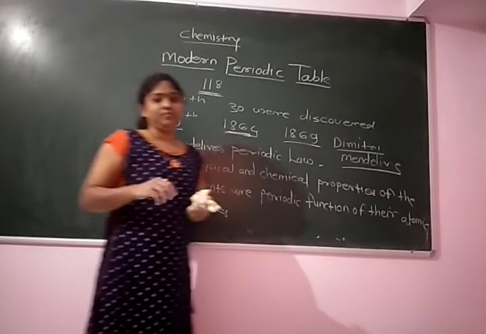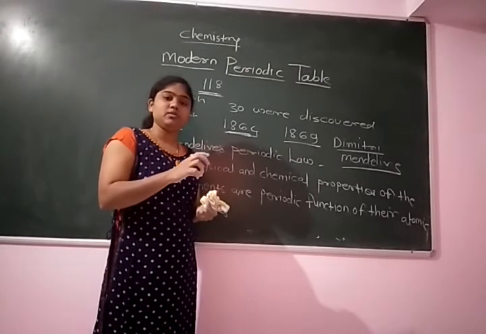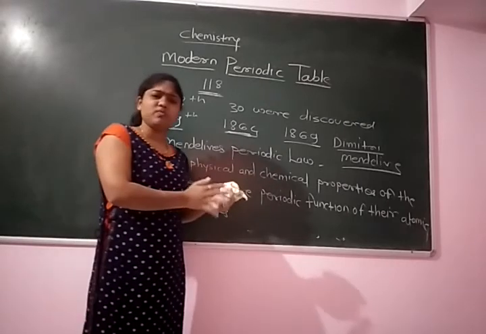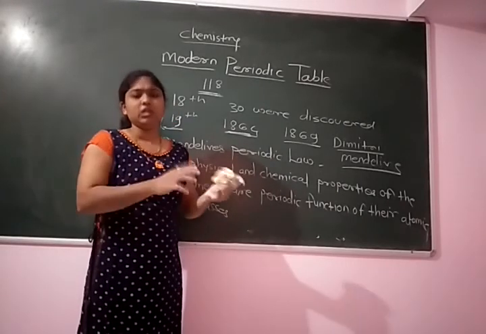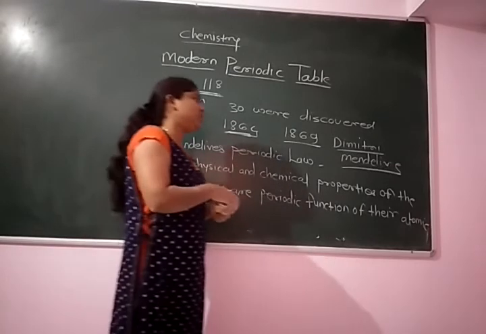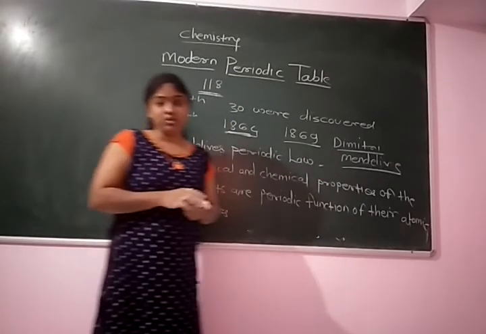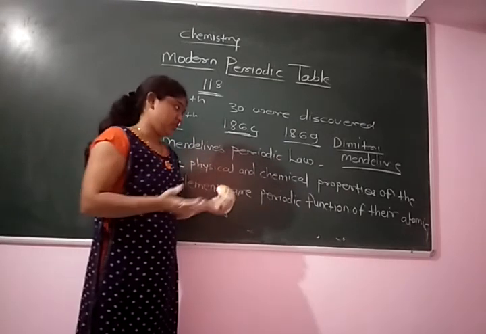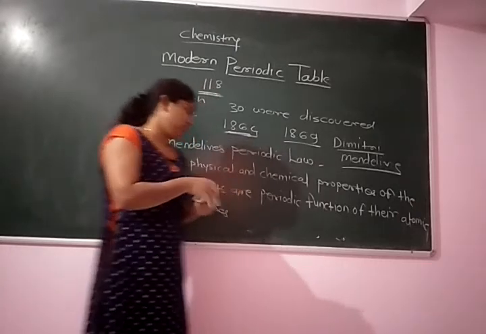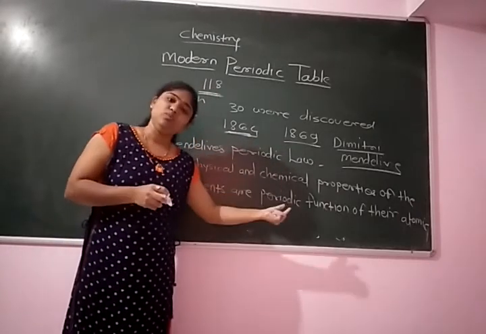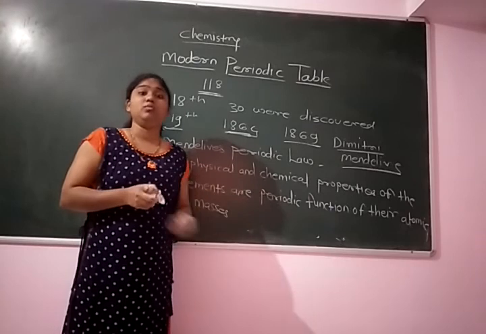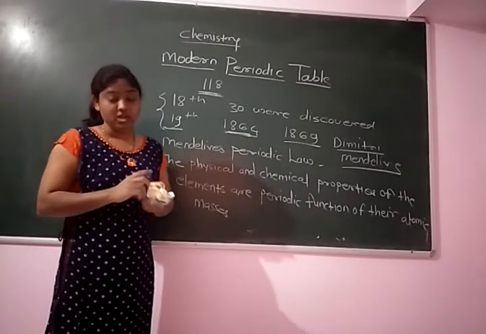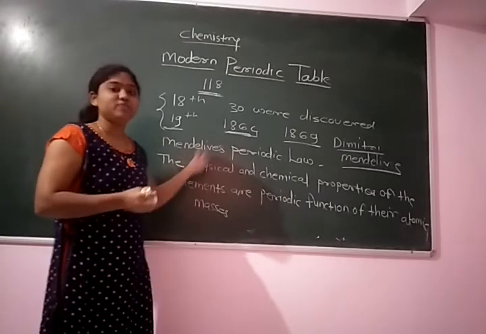Dmitry Mendeleev arranged the elements in the increasing order of their atomic masses on the basis of physical and chemical properties in his periodic table. Therefore, this periodic table is called Mendeleev's periodic table. Means Mendeleev's periodic table was designed. In this table, Mendeleev arranged the elements in the increasing order of their atomic masses. So therefore this table is called Mendeleev's periodic table. And he stated the periodic law, Mendeleev's periodic law.